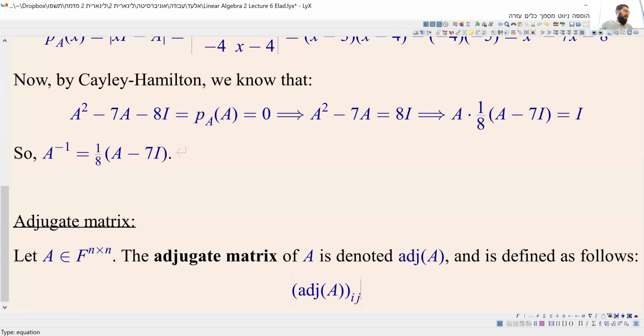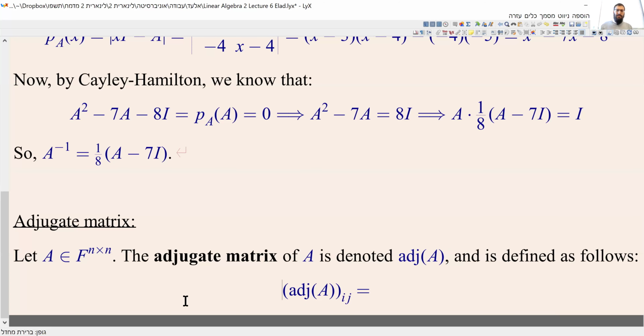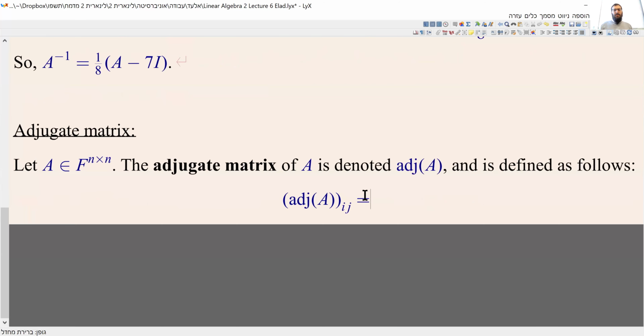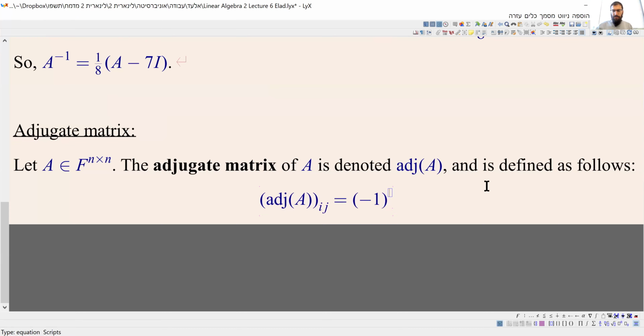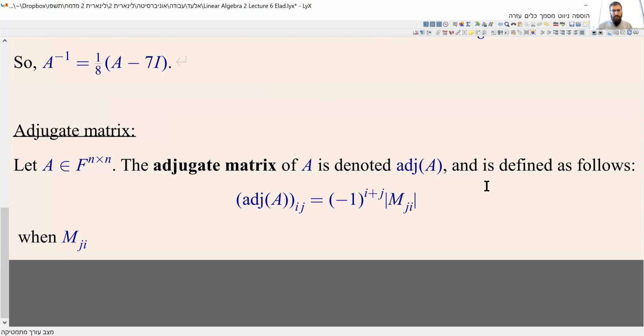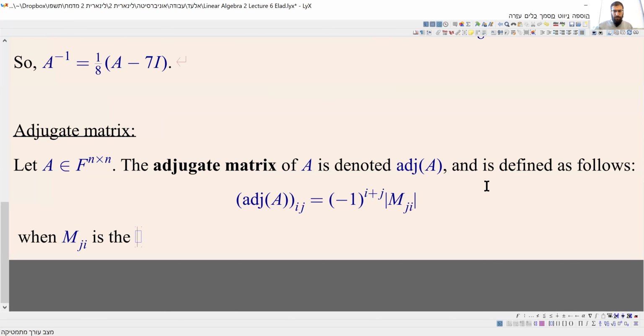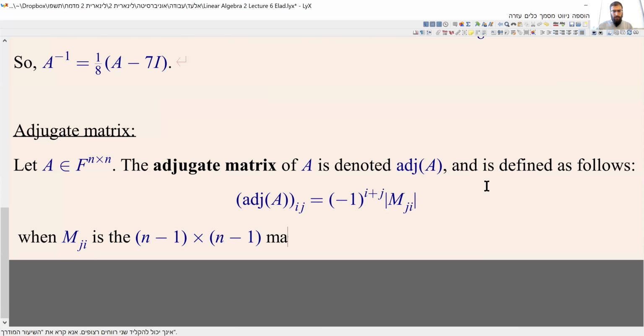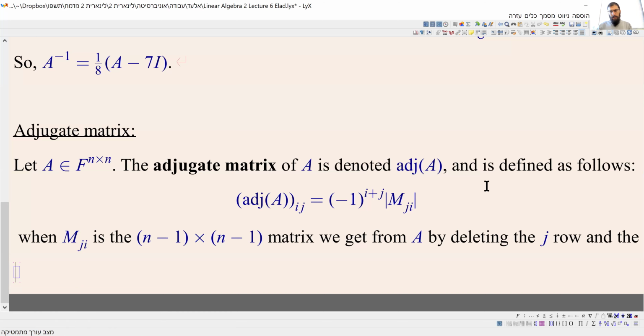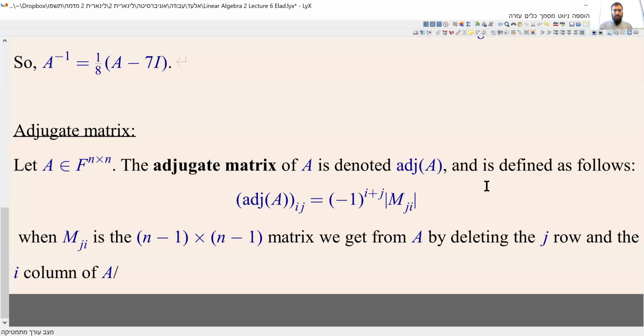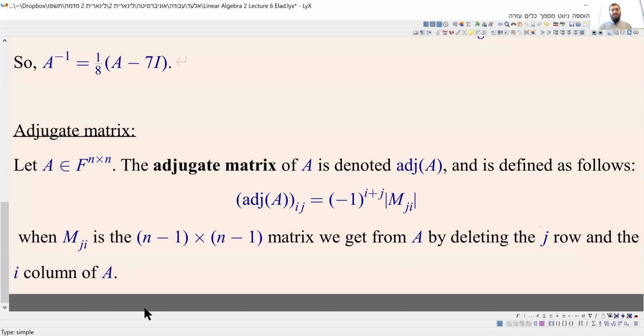The ij element of the adjugate matrix of A, I always call it adjoint, I don't know why, is minus 1 to the power of i plus j multiplied by the determinant of the ji minor of A. Let's remind you, M_ji is the n minus 1 by n minus 1 matrix we get from A by deleting the j row and the i column. But you understand that as well.